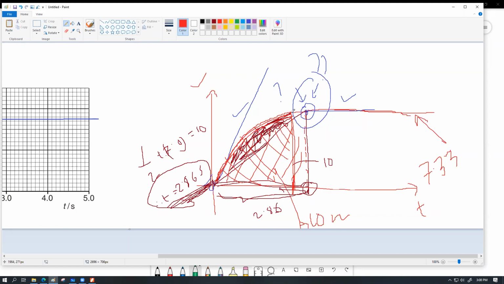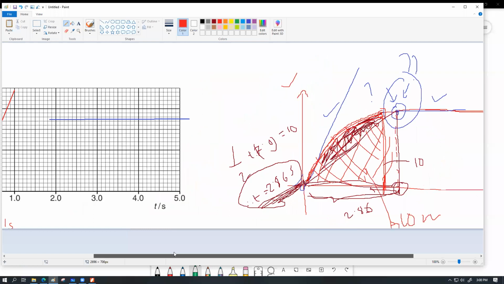This point's horizontal coordinate should be somewhat smaller than 2.86. How much smaller? You do not know, and you're not expected to calculate that as well. But you should not make this point go beyond 2.86. That's the important bit. So 2.86 means, let's say, 2.8.